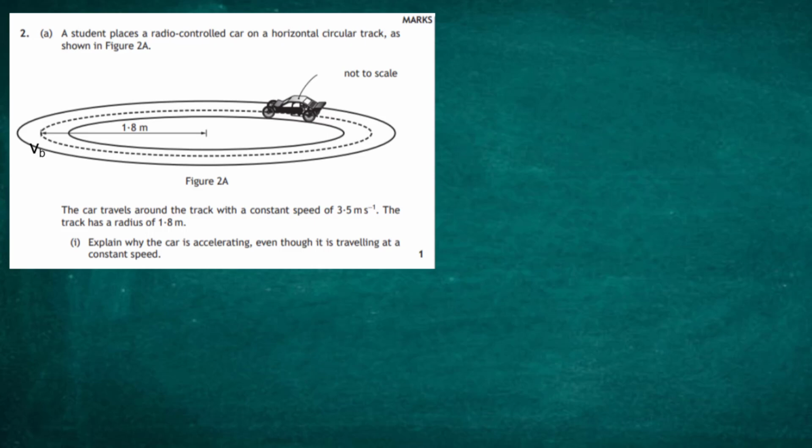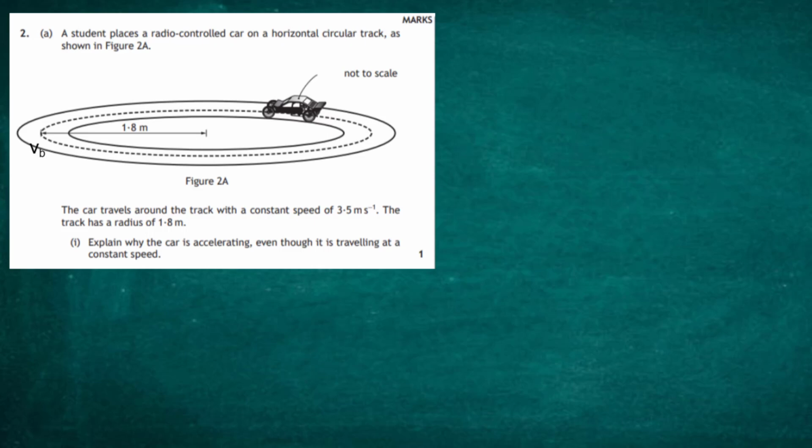Question 2 from the 2018 Advanced Higher Physics Examination. A student places a radio-controlled car on a horizontal circular track as shown in figure 2a. The car travels around the track with a constant speed of 3.5 metres per second. The track has a radius of 1.8 metres.